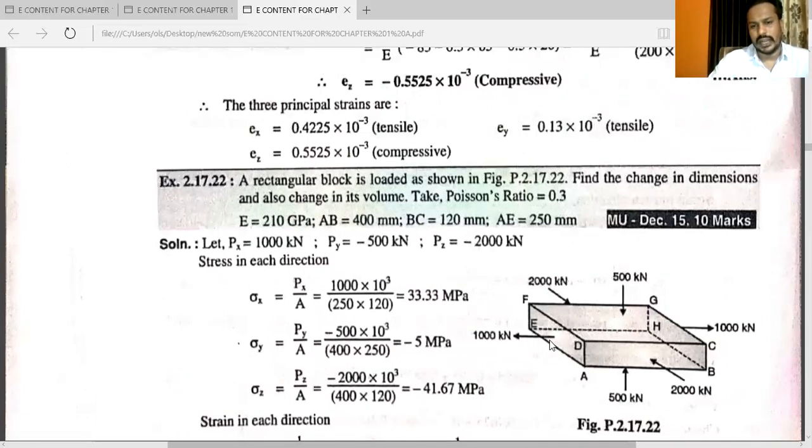Just look at this problem. The 1000 is acting away from the point, so it is tensile. This 2000 is compressive, and this 500 is also compressive. So you have to calculate sigma x, sigma y, and sigma z. To calculate sigma x, the formula is Px upon area, that is, the subjected cross-sectional area. Refer to this diagram for the cross-sectional area, and you can solve this problem automatically.